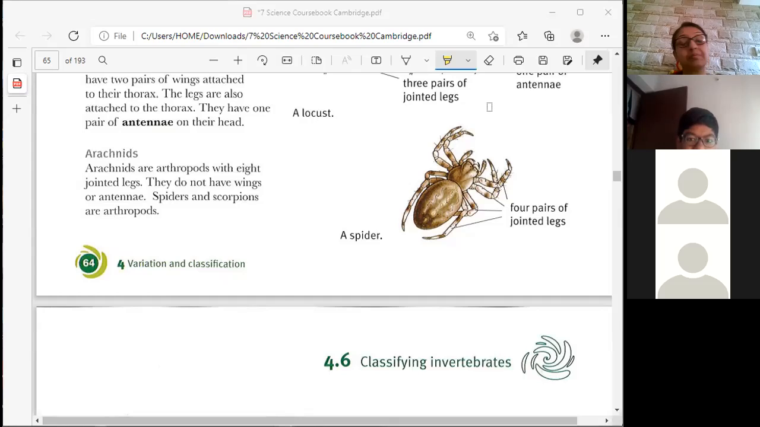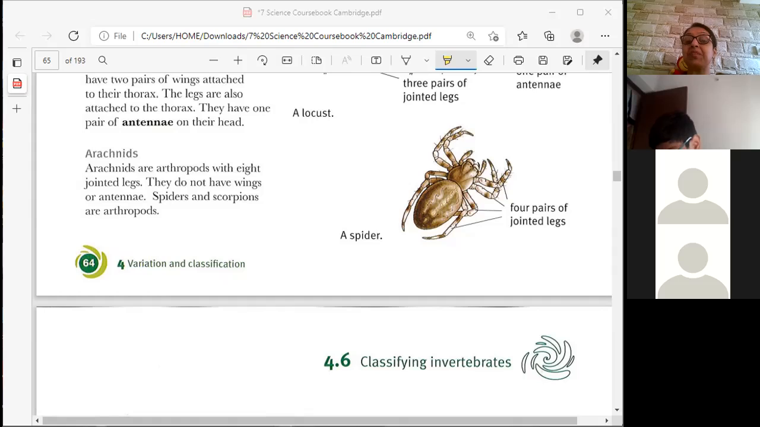Arachnids have 8 legs, and they have no antenna, no wings. And insects have 6 legs and they have wings and antenna. Shiza beta, no diagram will be there for your exam. You will not have to draw a spider or this, but you will have to learn the characteristics.